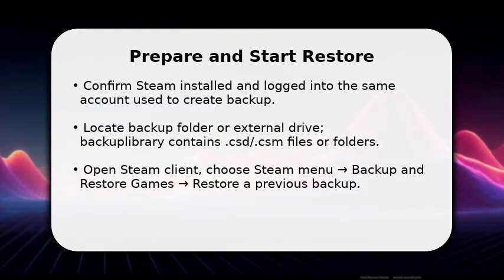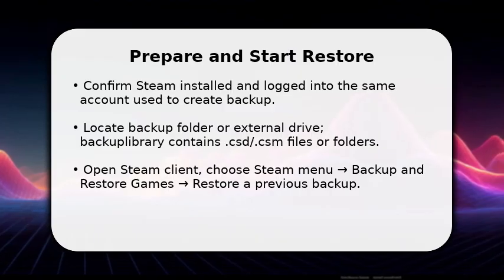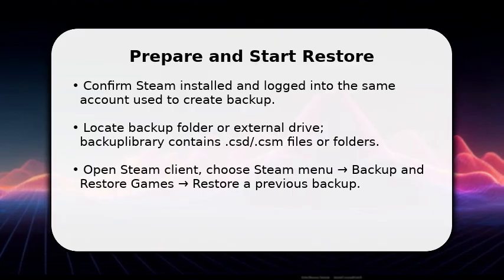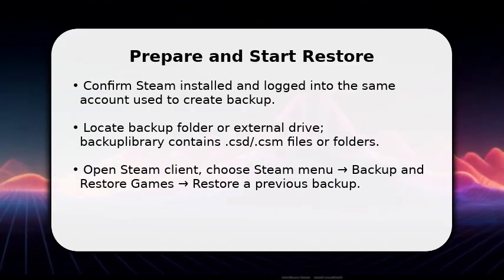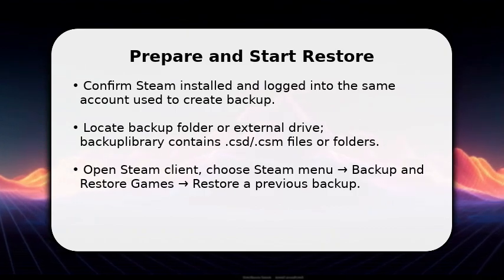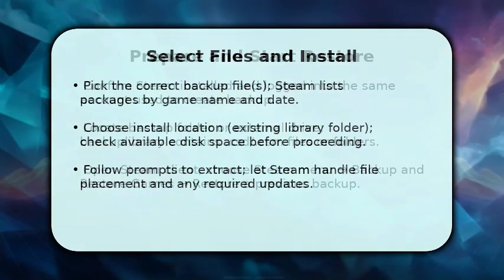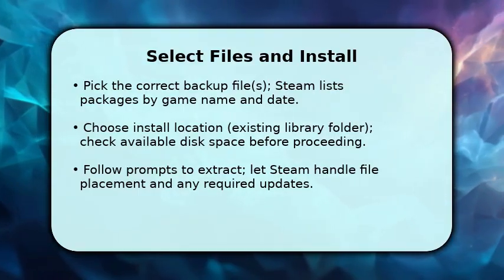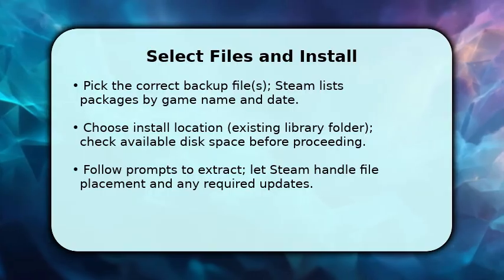Next, open the Steam client, choose Steam menu, then Backup and Restore Games, and select Restore a previous backup. This kicks off the official process and ensures Steam recognizes the package and paths before any file transfer begins. You will see a list of backup packages. Select the specific game backup by name and date so you restore the right content.